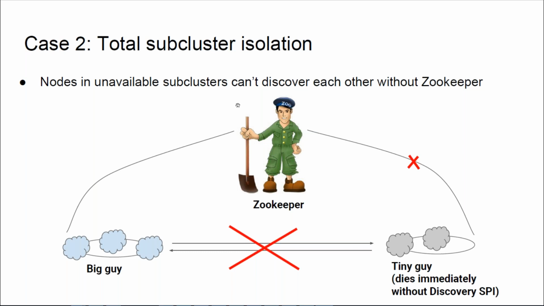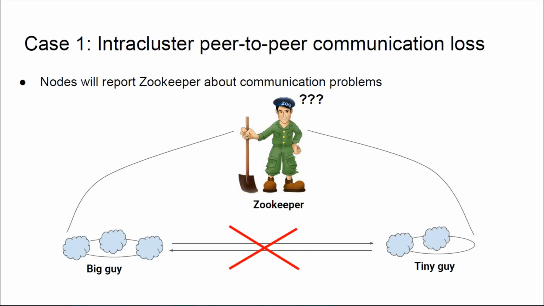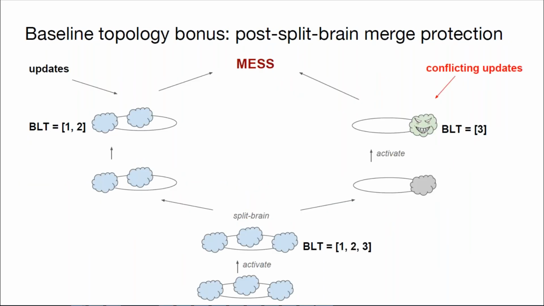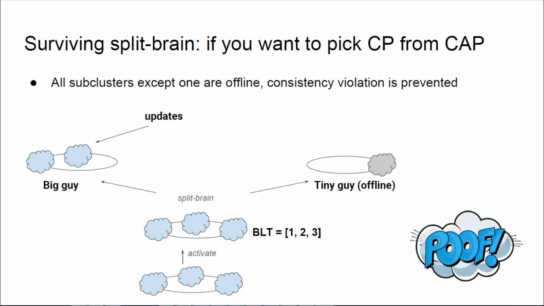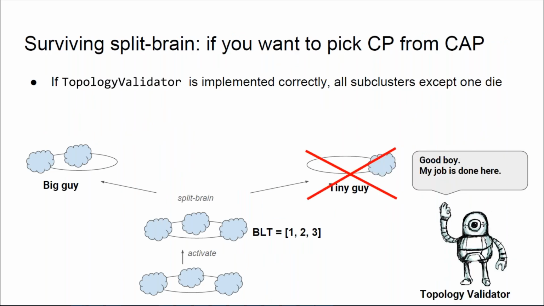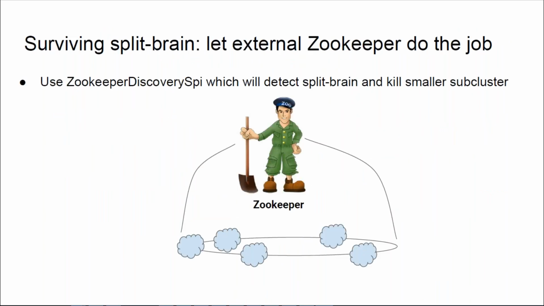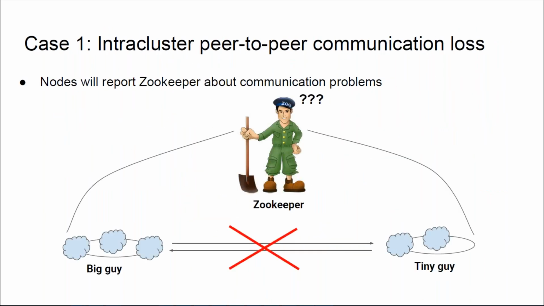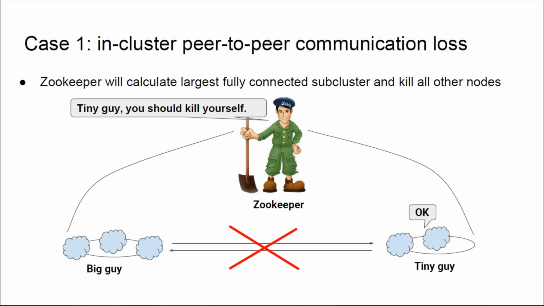So to sum it up, if you want to be protected from split brain, you can either implement a topology validator, which will tell which subcluster should be killed, or use Zookeeper Discovery SPI. That will help, but this requires a more complex infrastructure. You don't have to only host your cluster, but you have to host Zookeeper somehow.